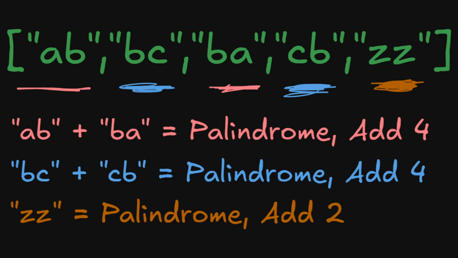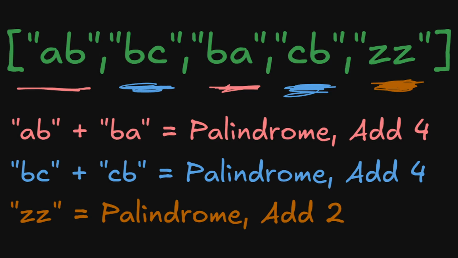This is also similar for the blue group BC and CB, because that also forms a palindrome pair, being the original word and also the reversed version of the word. We can form another palindrome and add 4 to our total expected answer. Lastly, because we know that ZZ is by itself, it could be a middle point, so we can go ahead and add 2. So this shows that without having to actually assemble the string, if we take the past results and check to see if we have the reversed version of the past results inside of our words array, we can greedily add 4 to our current answer.